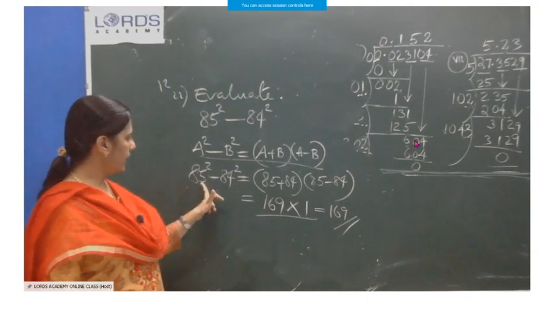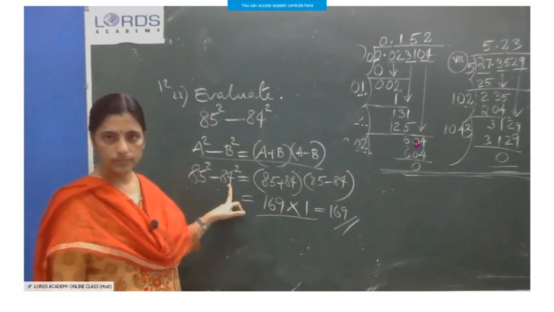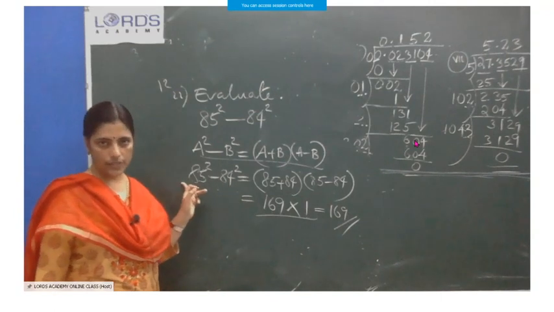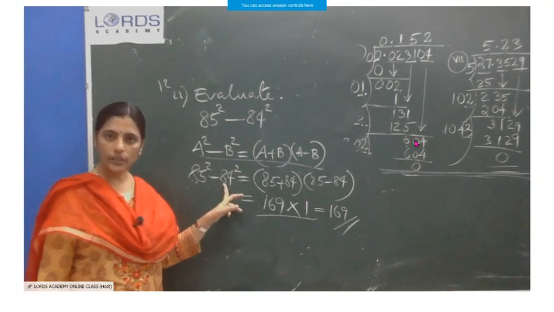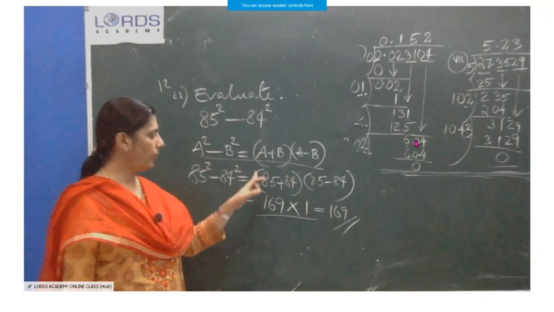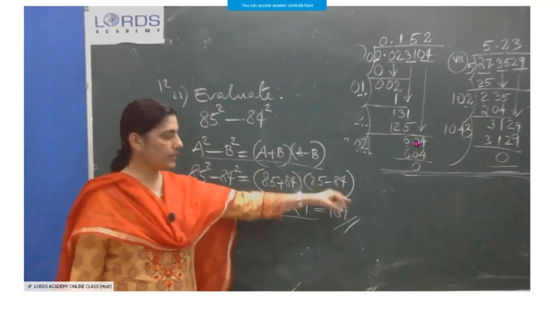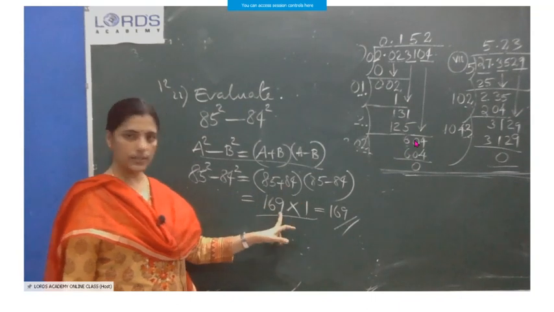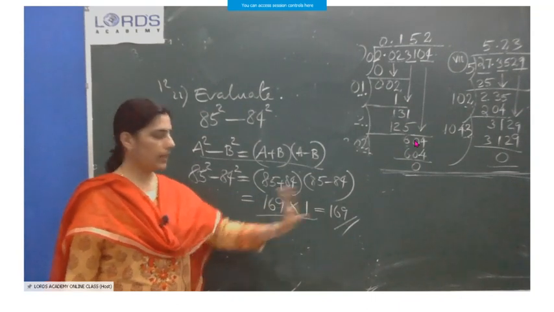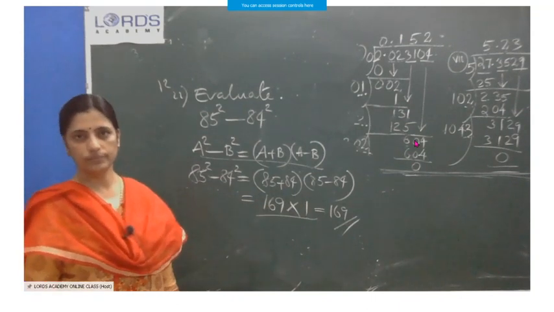This is of the form a square minus b square. Here instead of a, 85. Instead of b, 84. So applying the formula: 85 plus 84 into 85 minus 84. 85 plus 84 is 169. The other one is 1. So the answer is 169. Clear?